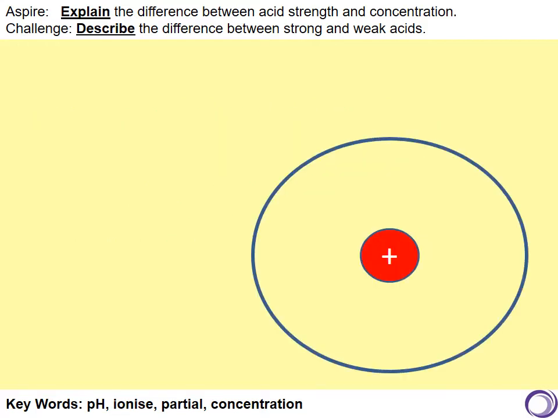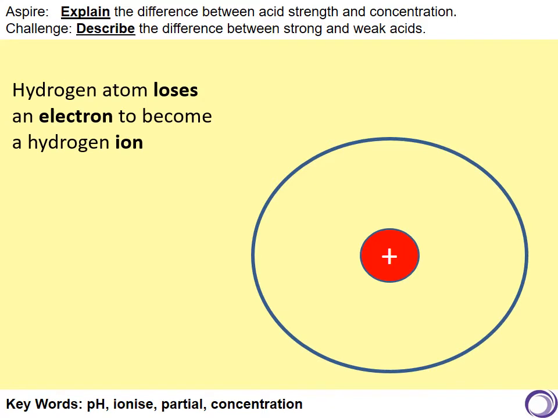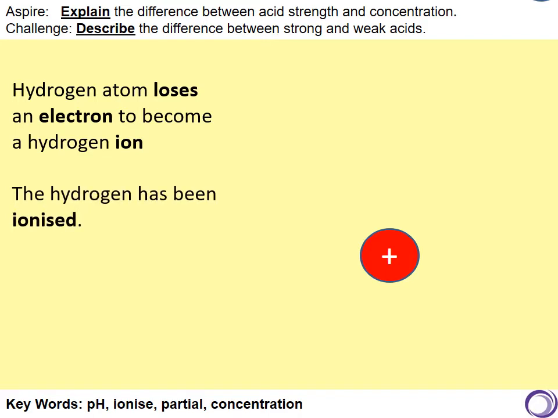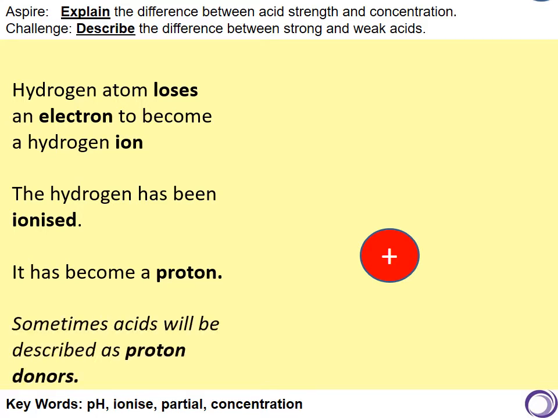Looking at that hydrogen ion then, so when a hydrogen atom loses an electron to become a hydrogen ion, all that's left then would be a proton. Now sometimes in textbooks you may see acids described as proton donors, and that is because when they are dissolved in water they produce the hydrogen ion, which essentially is a proton.